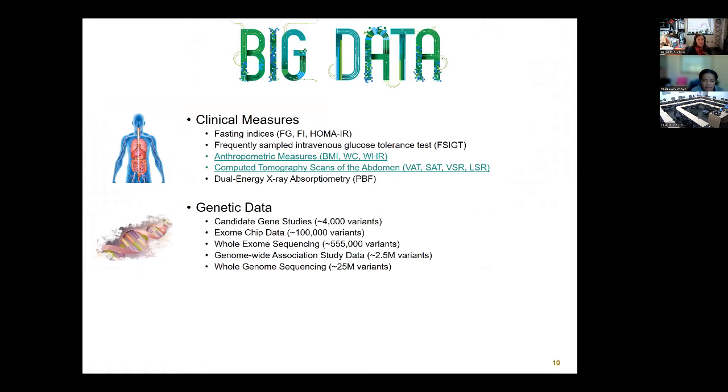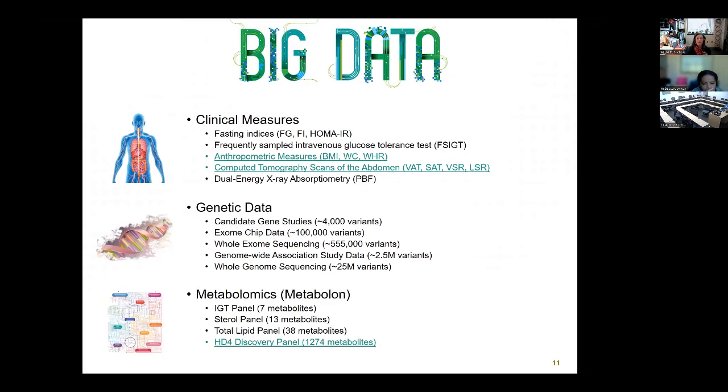So beyond direct metabolic or clinical measures, as a molecular geneticist, I'm also interested in genetic variation. Our genetic assessment of individuals in the IRIS family study ranges from candidate gene studies, which may include about 4,000 variants overall, all the way up to whole genome sequencing. We've sequenced approximately half of our cohort, and we have about 25 million variants in those individuals. That really makes for a great comprehensive genetic data set as well.